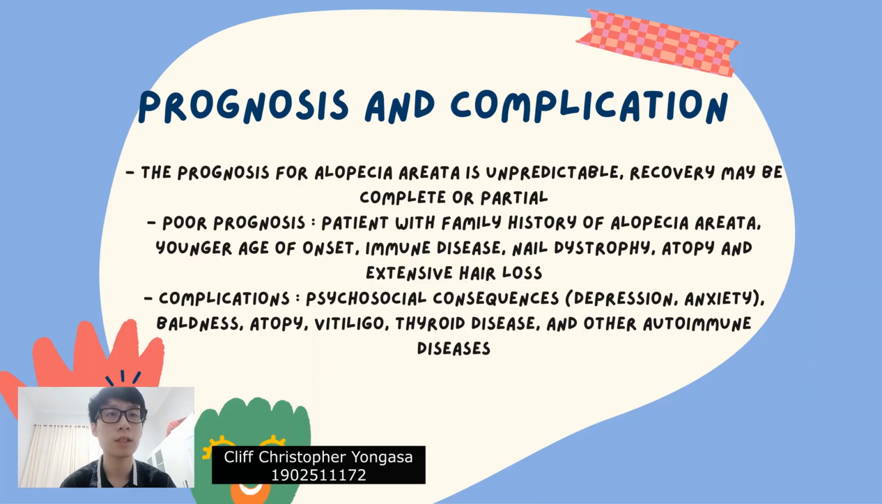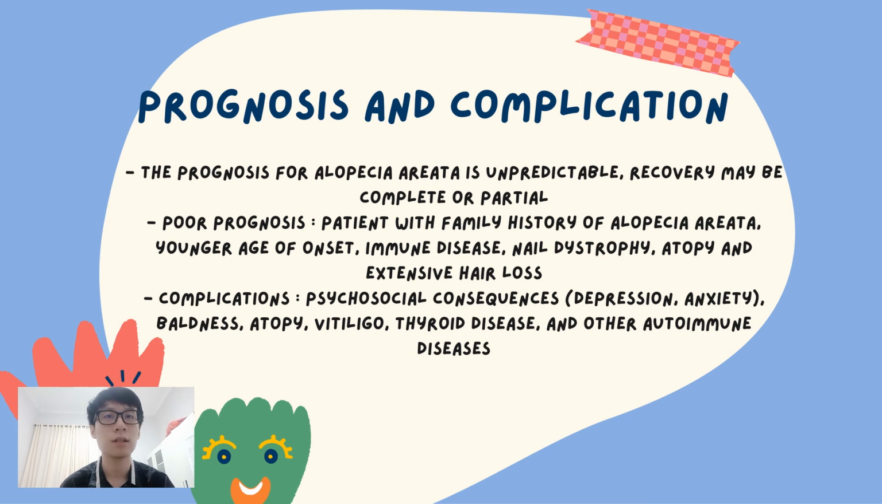My name is Christopher Yongasa, student number 172. I'll explain about the prognosis and complications. The course is unpredictable. The patient's recovery may be complete or partial. Potential indicators of poor prognosis in patients with alopecia areata include family history, younger age of onset, immune disease, nail dystrophy, atopy, and extensive hair loss. More severe and persistent alopecia areata can cause complications, such as psychosocial consequences like depression and anxiety, baldness, atopy, vitiligo, thyroid disease, and other autoimmune diseases.